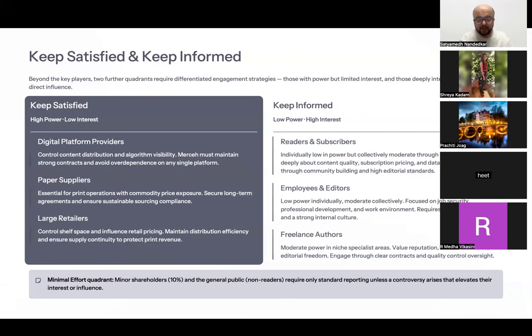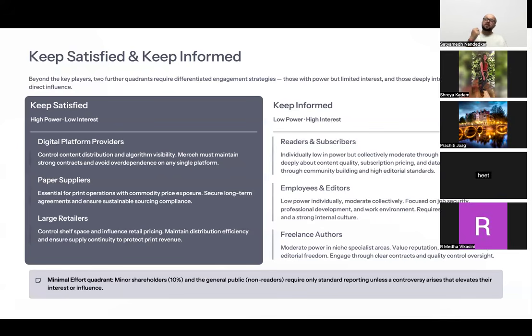sustainable sourcing compliance. See, paper suppliers, why do they play an important role? Because, see, why do they wield high power? Paper is a critical resource for print publications. If you don't have paper, naturally आपका magazine edition will not come out. Plus, see, right now there is more of ESG awareness happening in this particular environment.